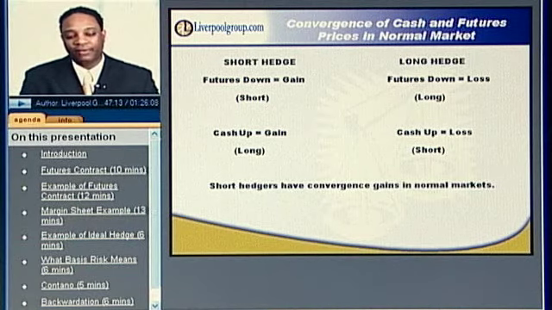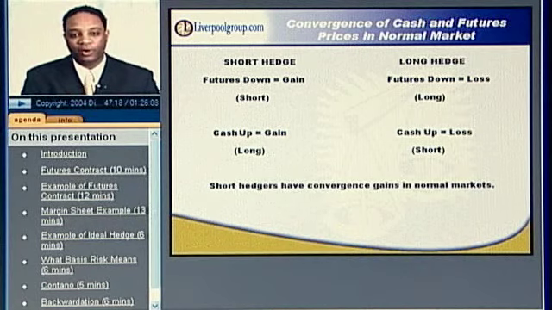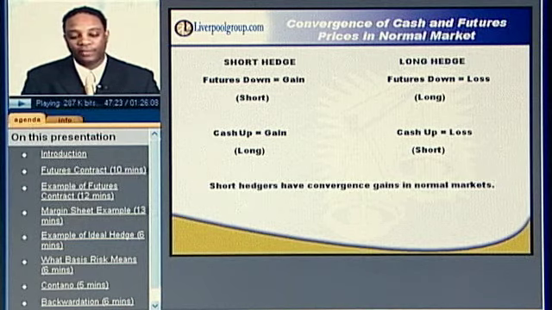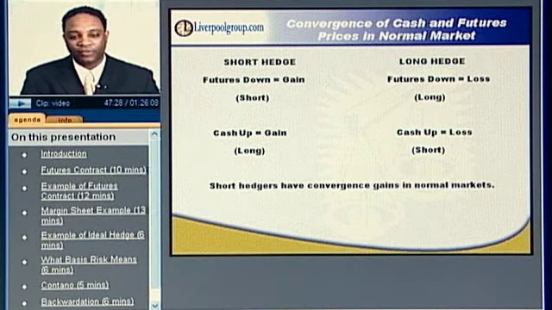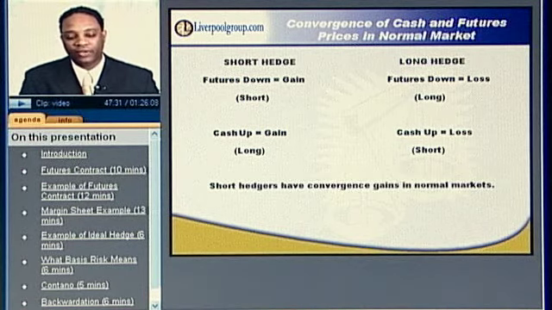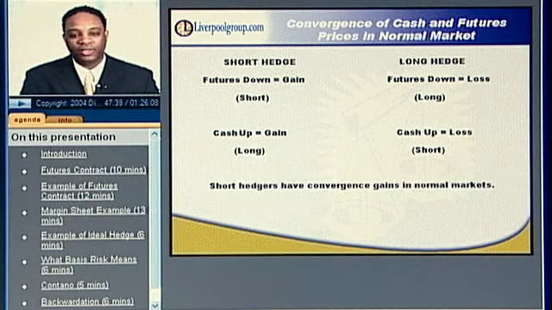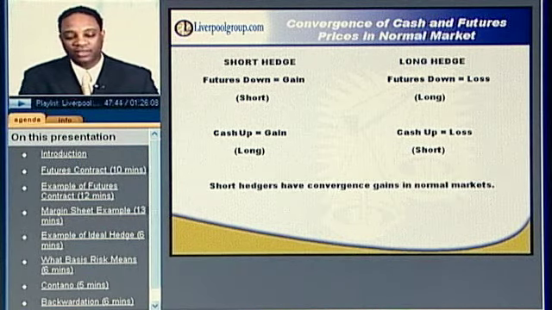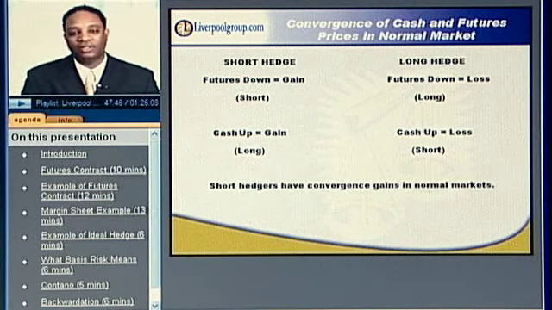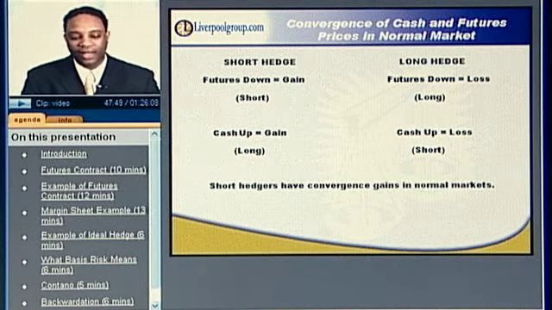Now here's the breakdown of the convergence, and there's two different types of markets. There's normal markets, and inverted markets. And in a convergence of cash and futures in a normal market, we see that if you're a short hedge during a normal market, you've got preferential treatment. When futures are down, you actually gain because you're short the futures, and when cash is up, you gain because you're long the cash. And so as these two begin to meet towards the middle, you begin to profit on both sides. And so short hedgers actually have convergence gains during normal markets. A lot of profit there.